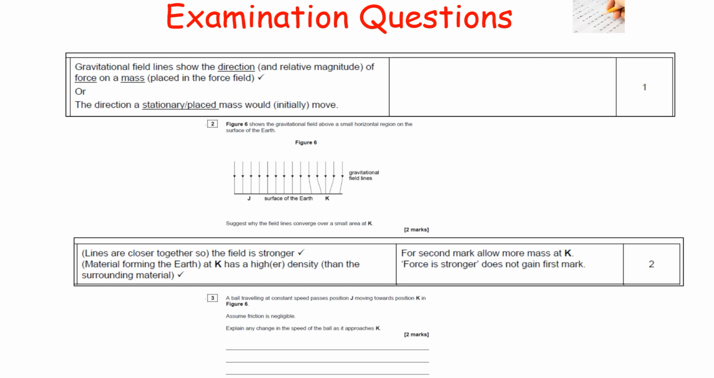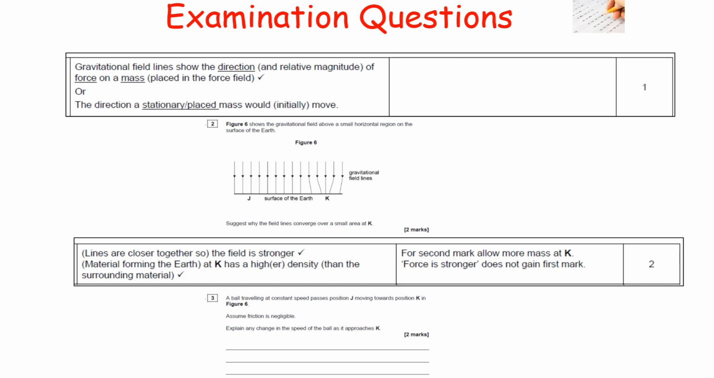Now it's either going to be because there's more mass around K, so therefore you're going to have a greater gravitational field, or also that the density is just going to be bigger at around that point, which is more likely. So the answer is more likely to be that at K the rocks are denser, so therefore you've got a higher proportion of mass per unit volume, so your gravitational field will be stronger and bigger.